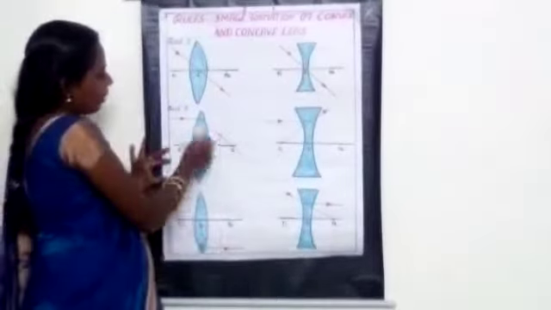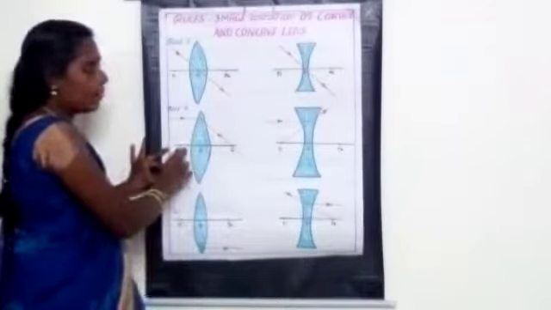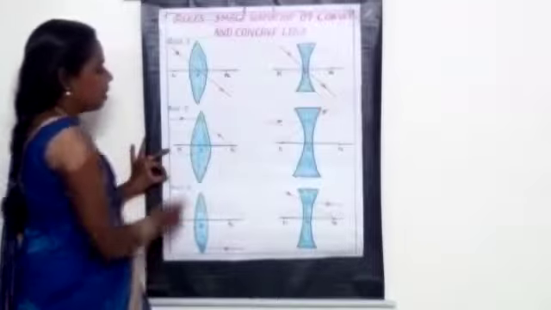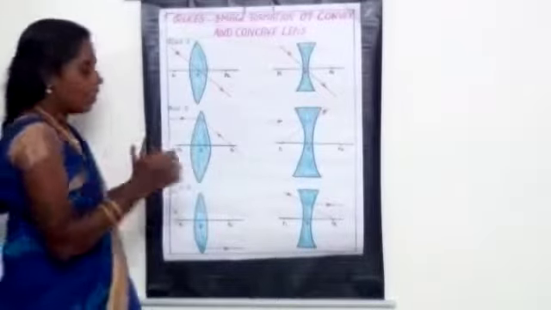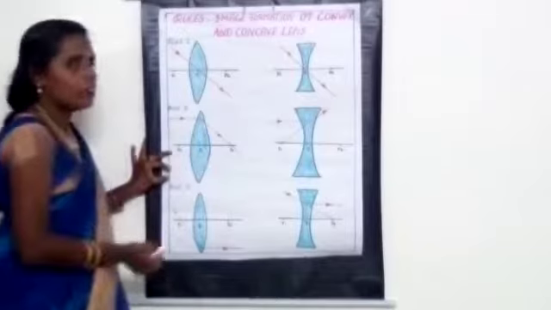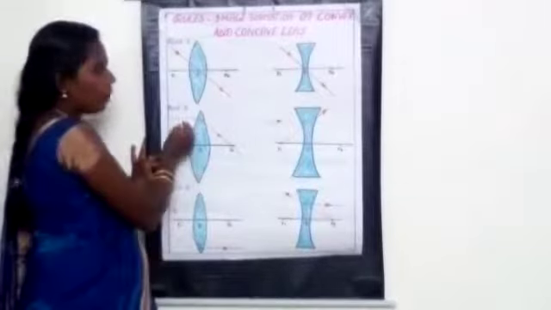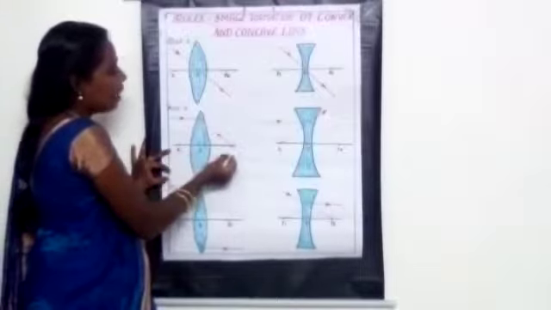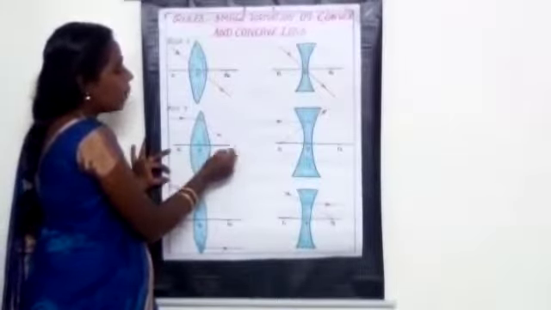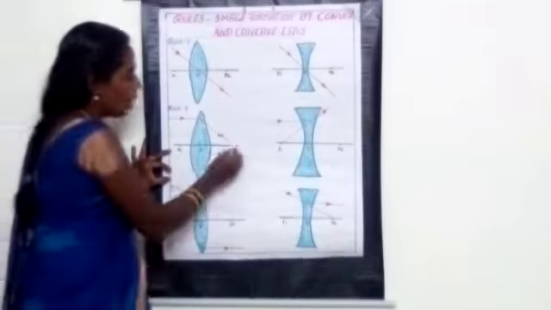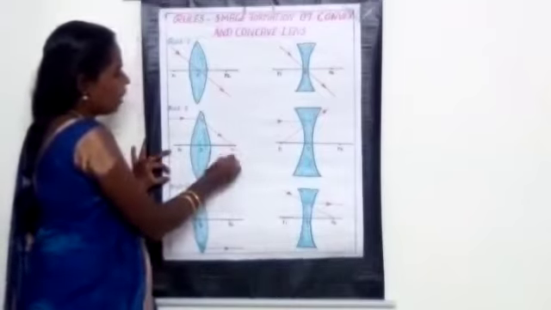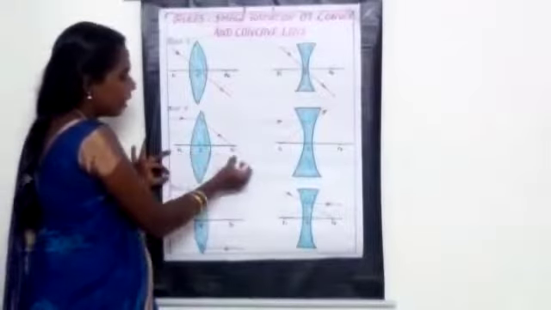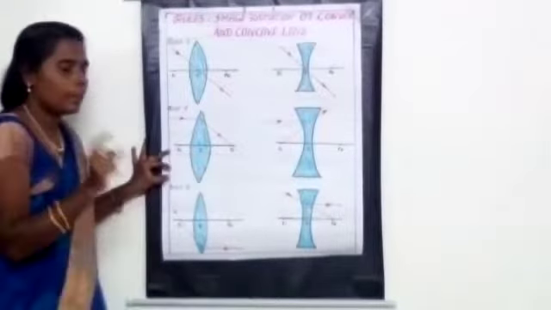Listen. When the ray of light is parallel to the principal axis. This line represents the principal axis. The imaginary line drawn through the optic center is called the principal axis. So when the ray of light is parallel to the principal axis, after refraction, it will meet the principal focus. This point is called the principal focus. Here we represent both sides: this is F1 and this is F2. These two points are called the principal focus.